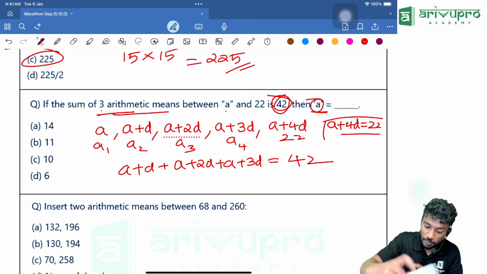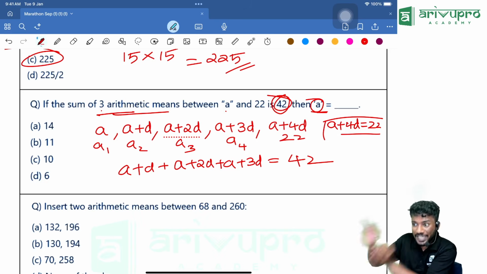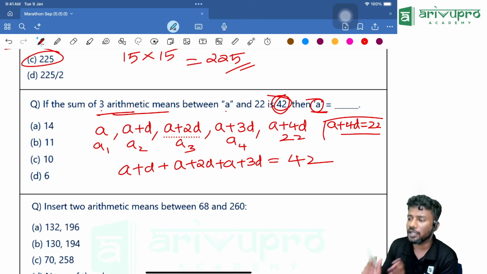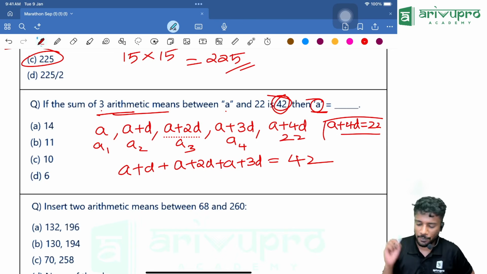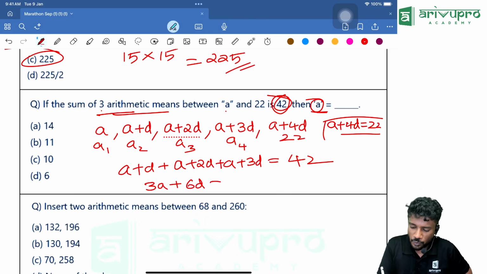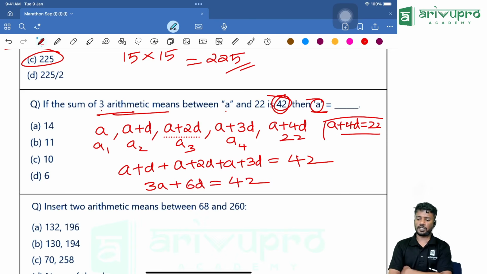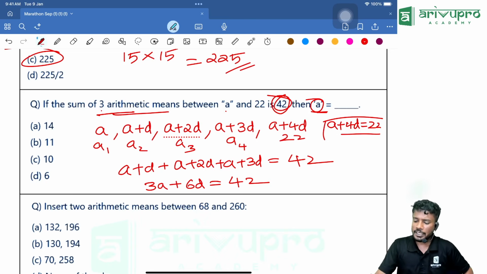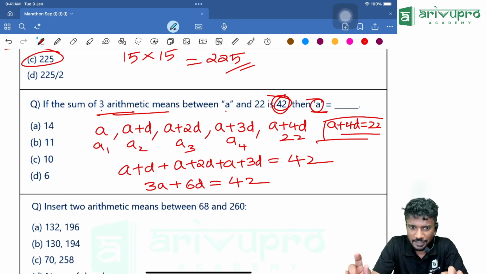They are telling the sum of the 3 arithmetic means in between a and 22 is 42. Now what is it? a plus, that is 3a plus 6d is equal to 42. Now what else can we do over here? 3a plus 6d is equal to 42, then a plus 4d is also given. Whichever method you want to follow, you will get the answer. People, try. What is the method? Get me the answer.